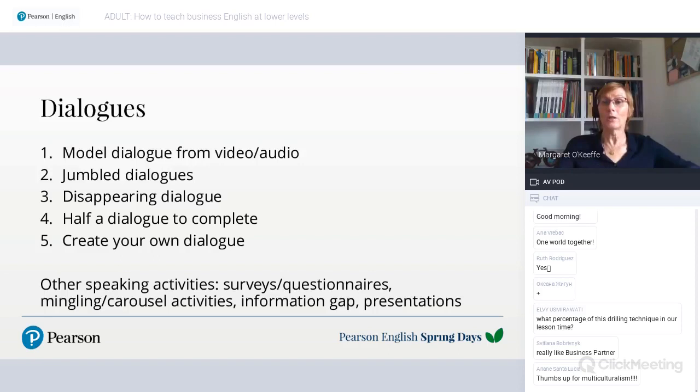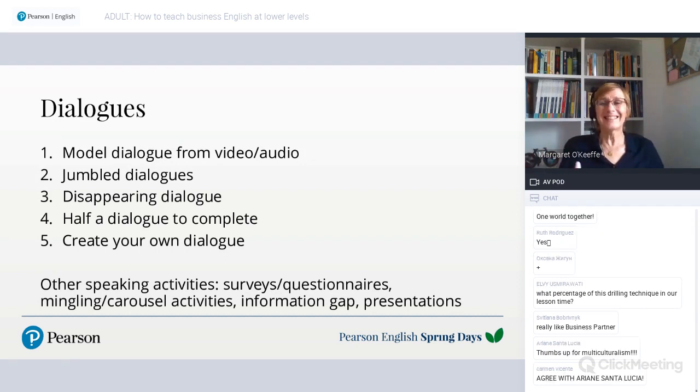And then maybe you can turn some lines over and say, okay, try it again, but see if you can remember what was there. They can turn it back quickly if they need to. Disappearing dialogue, again, is where they've got a dialogue on the board and you start taking words out or covering words over, whichever system's easiest for you. And again, this is really, really challenging for students and it's really good fun.